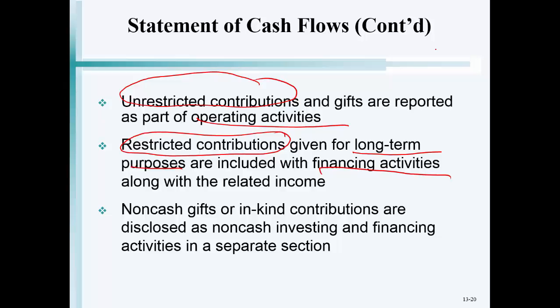So a long-term restricted contribution goes in financing. Good. Now, let's say they tell me to buy equipment and give me that cash. Is equipment a long-term item? So when they give me that money, it goes into financing, right? Let's say a couple of years later, I finally get around to buying that equipment. Where should I report the investment in that equipment when I spend that cash?